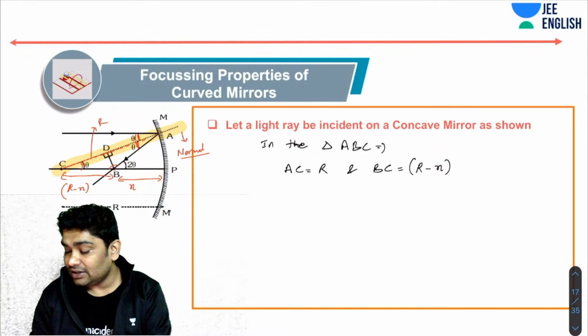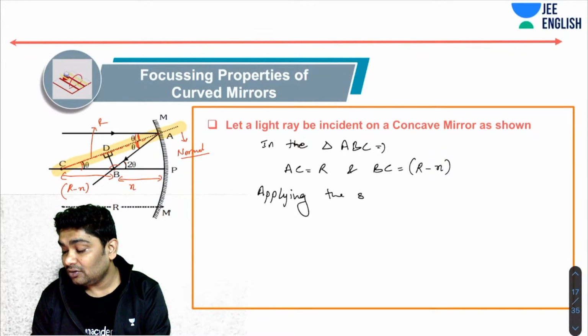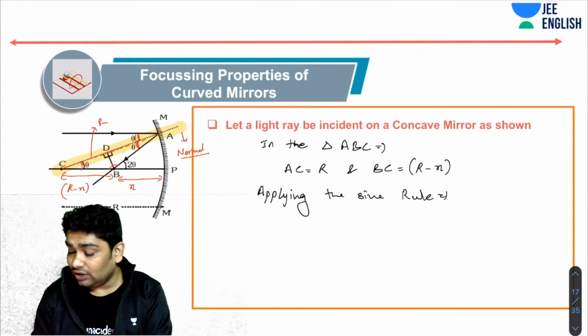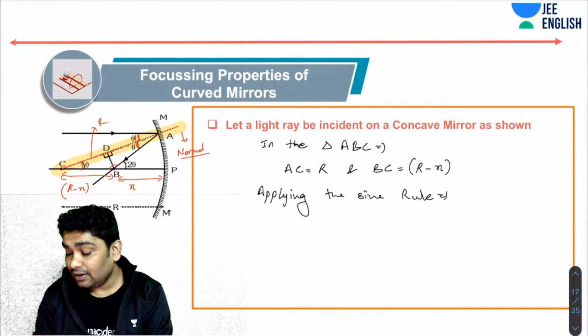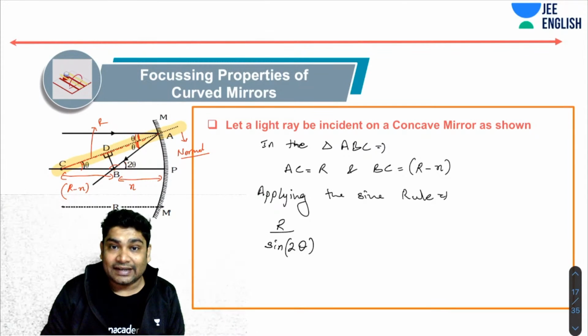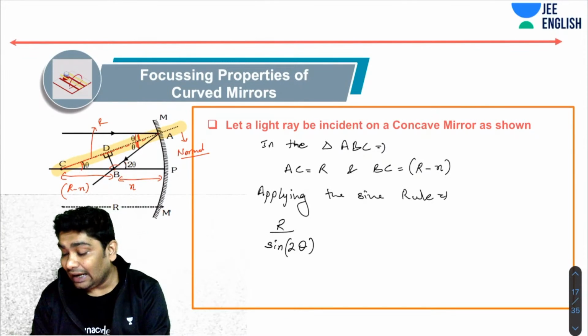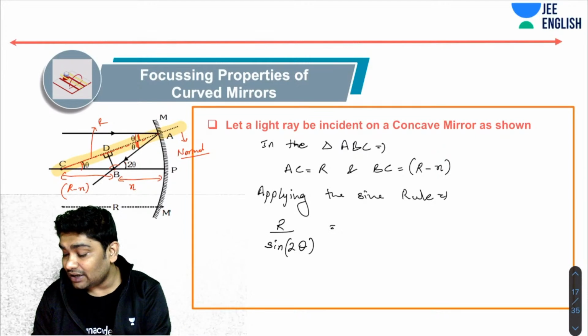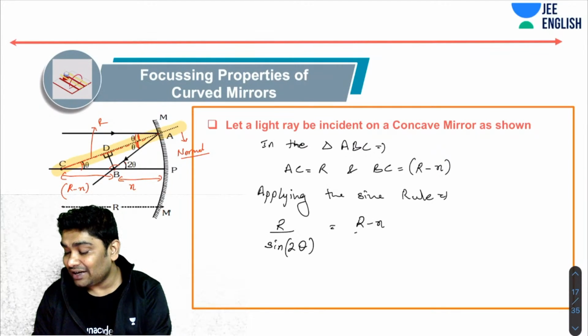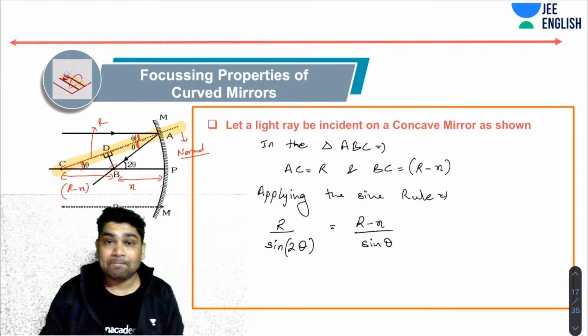Now applying the sine rule, what we get is R over sine of 2 theta, because sine of 180 minus 2 theta is sine of 2 theta, and that would be equal to R minus X over sine theta.